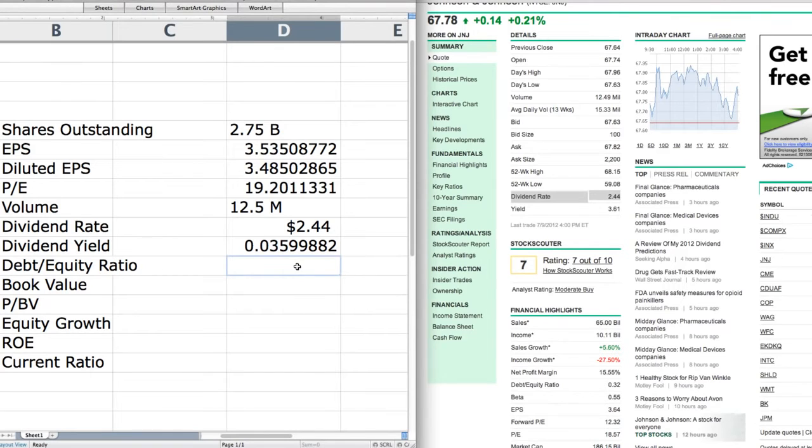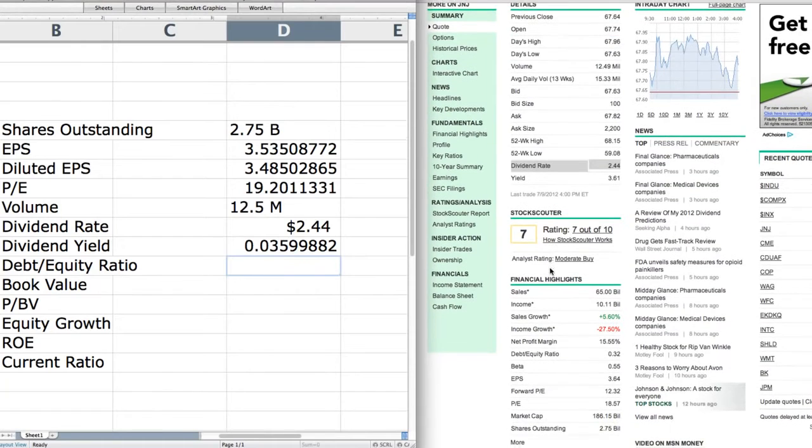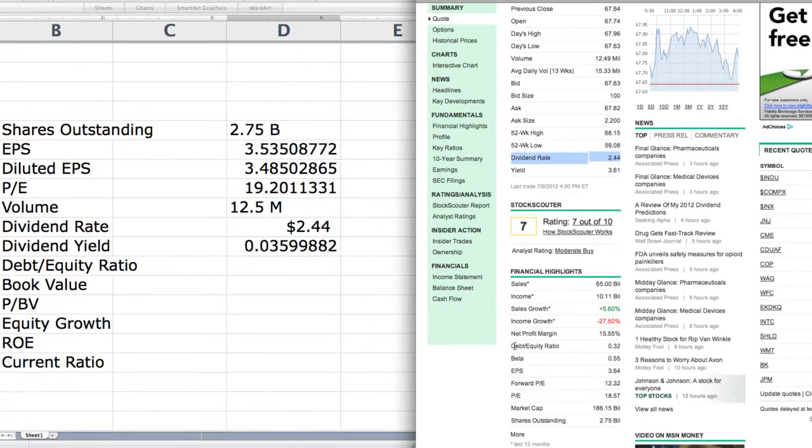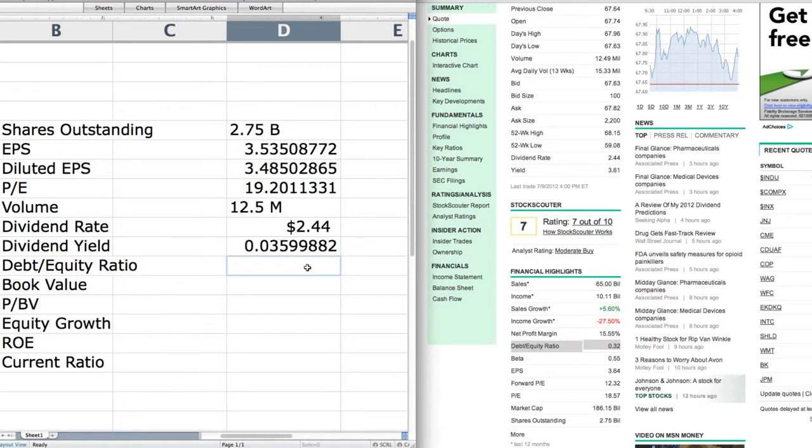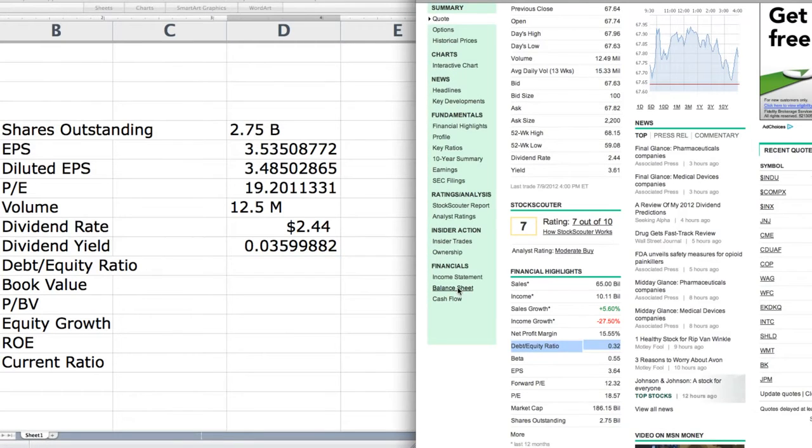Okay, so the debt to equity ratio. This number is reported on the top level page as well. So if we go here to debt to equity ratio, you can see it's 0.32. That's good. We're looking for anything under a 0.5. That's going to give us a nice healthy company. So how this number is calculated is you have to go to the balance sheet in order to calculate that number. So when we go to the balance sheet, we go ahead and click here.